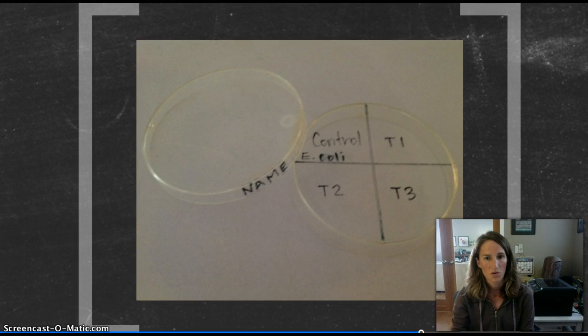You've got your control, and you've got treatment 1, treatment 2, and treatment 3. And then the name of the bacteria is also on the bottom of the petri dish. Make sure you put your name on the side of the lid, okay?